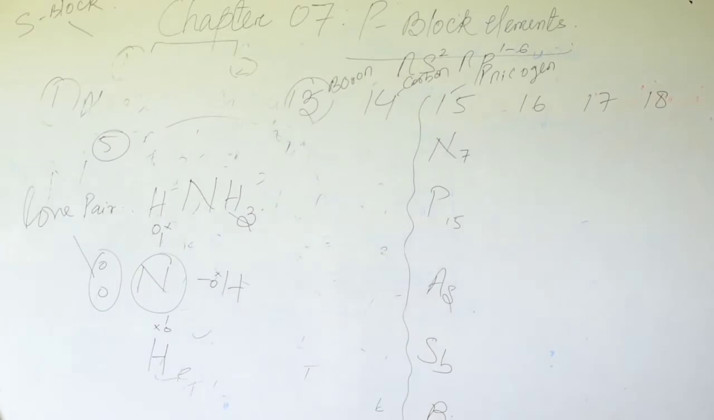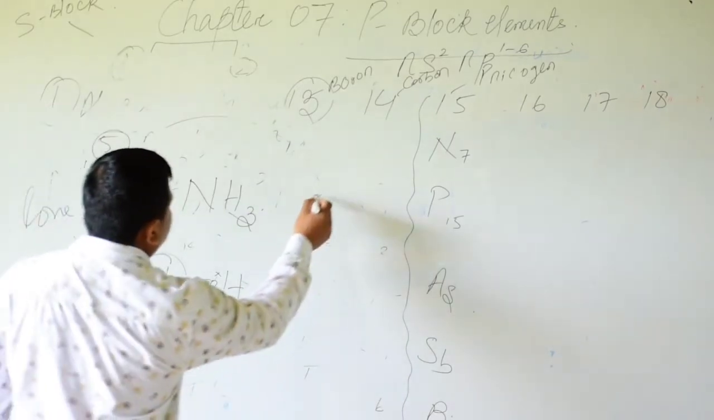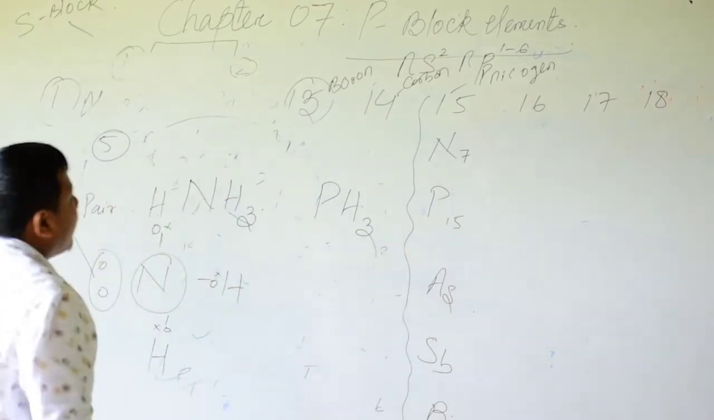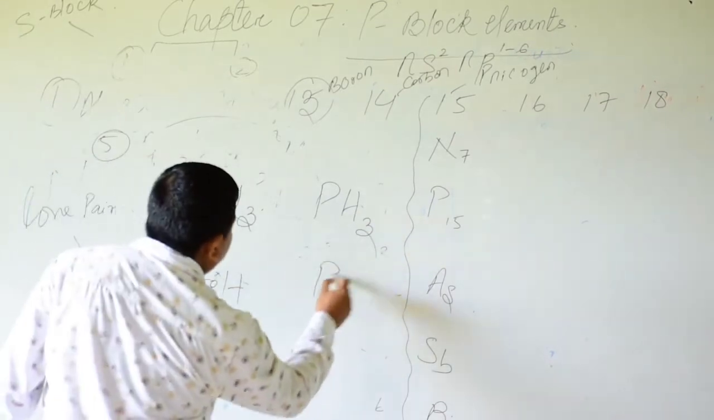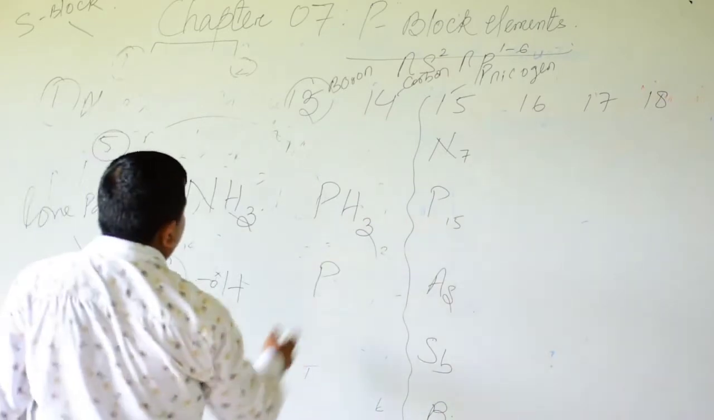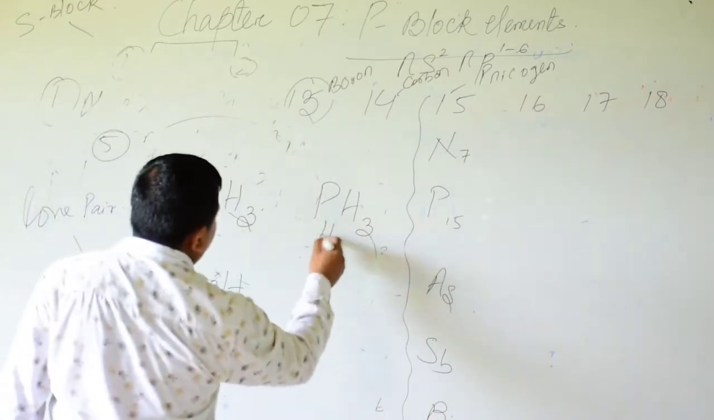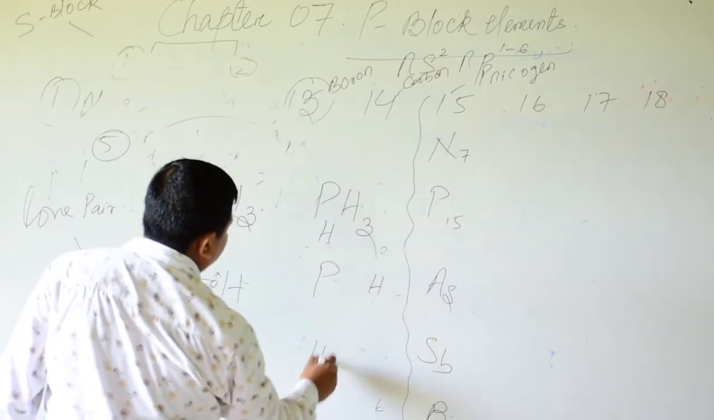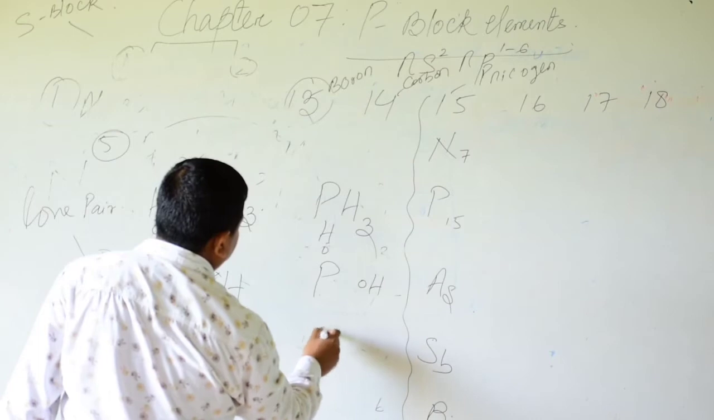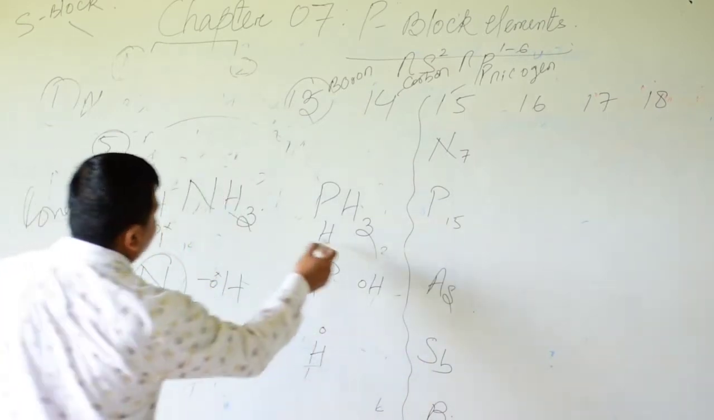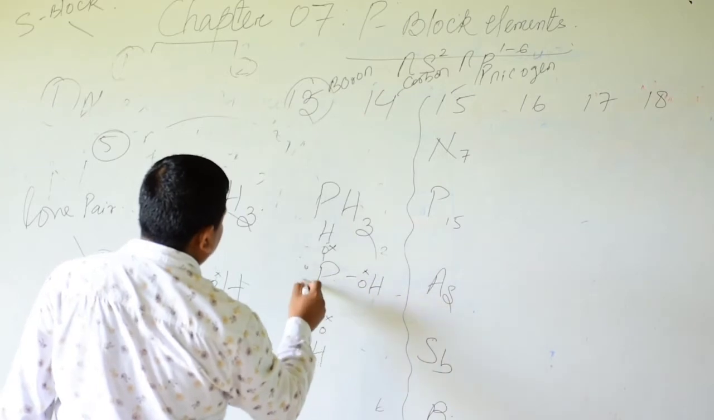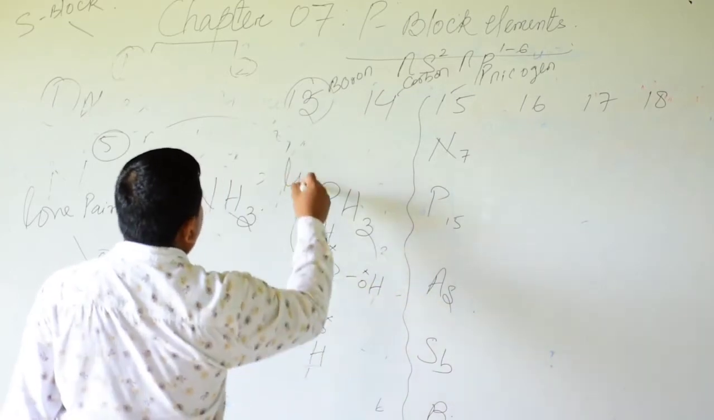Similarly, phosphorus also will be the same, like PH3. Then phosphorus, as we know, the atomic number of phosphorus is 15, and its outermost shell is 5. So hydrogen 1H, 1H, 1H. Phosphorus outermost shell is 5, 1 here, 1 here, 1 here. So we are sharing the electrons from hydrogen 1, from hydrogen 1, from hydrogen 1. So the remaining is 2, so this becomes a lone pair.